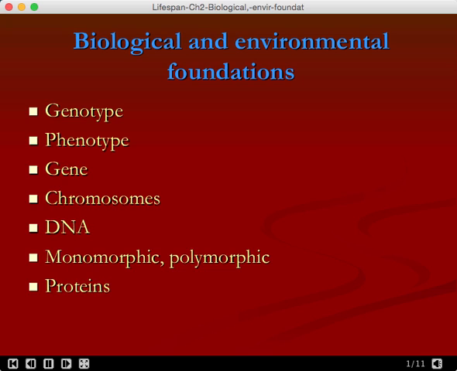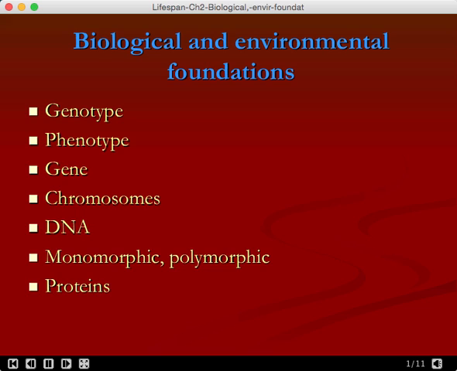This lecture block of lifespan developmental psychology is entitled Biological and Environmental Foundations. A genotype is a person's genetic makeup. A phenotype is a person's observable traits, what can actually be seen. If you have curly hair plus you have a gene for straight hair, your phenotype is curly hair. Your genotype includes both.